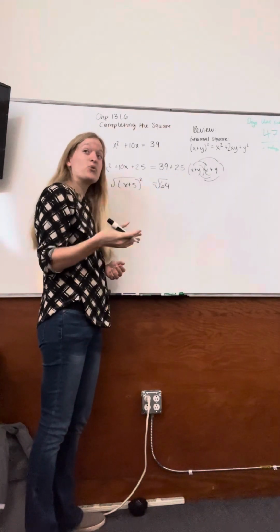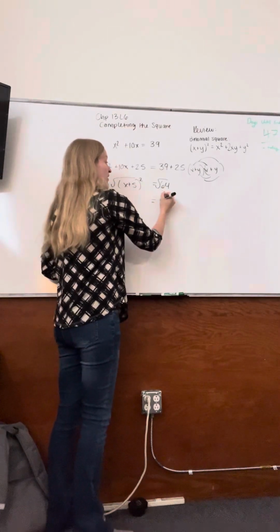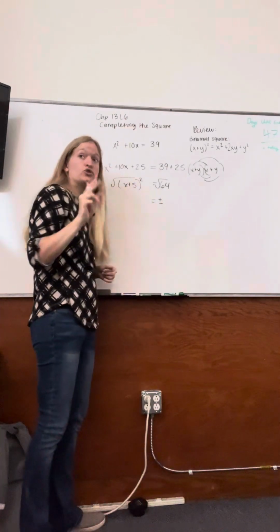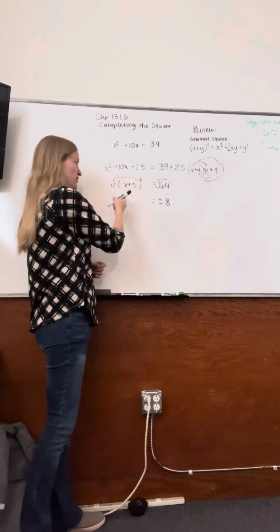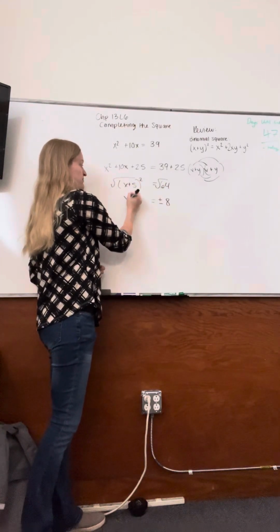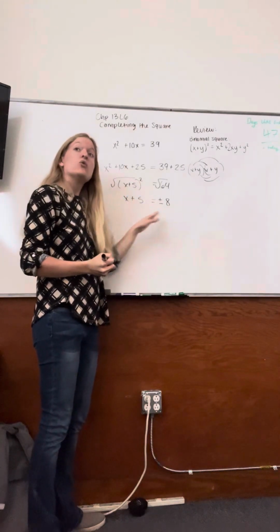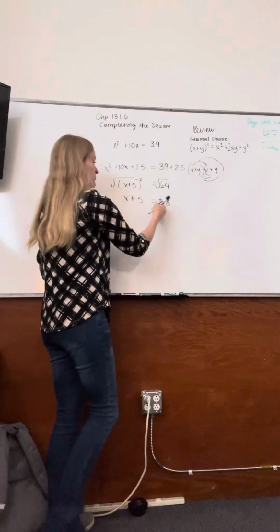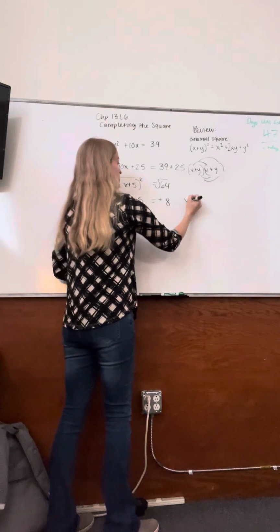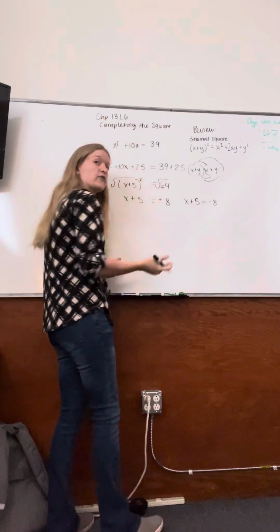But remember, when we take the square root, the answer could either be positive or negative. So there's going to be two possible equations. The square root of 64 is 8, and this becomes x plus 5. So x plus 5 will either equal positive 8 or negative 8. You will get two answers for x. We'll do this one with the positive 8, and then we'll redo it with the negative 8, and solve both for x.